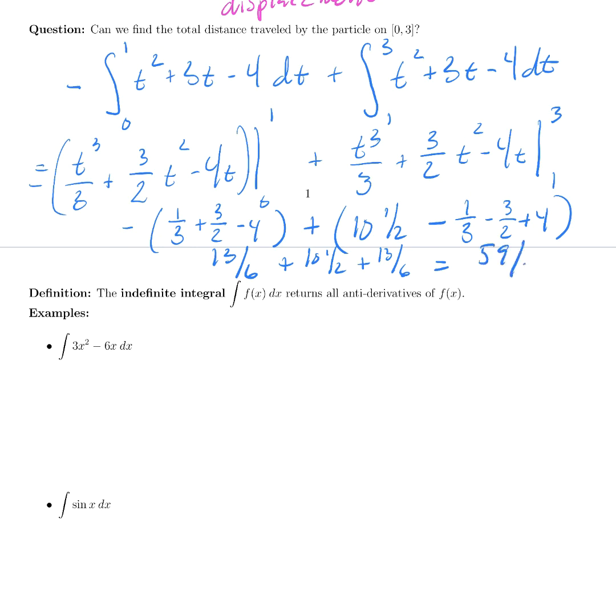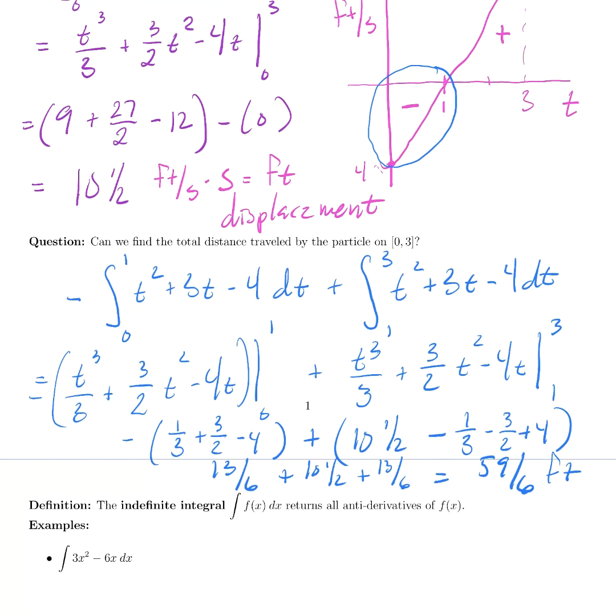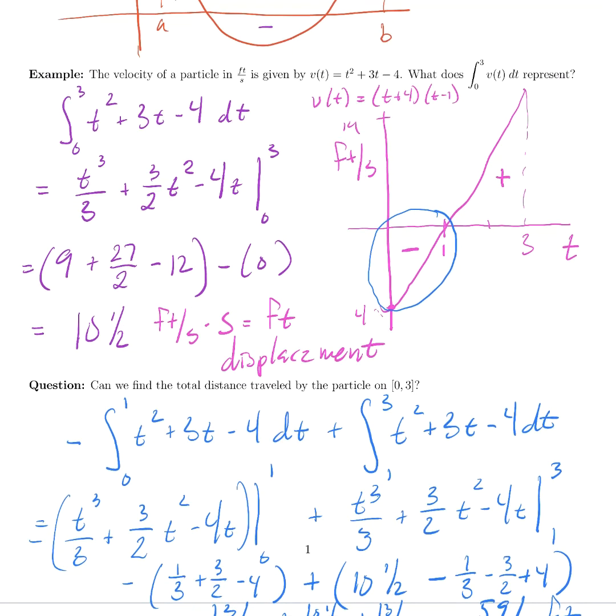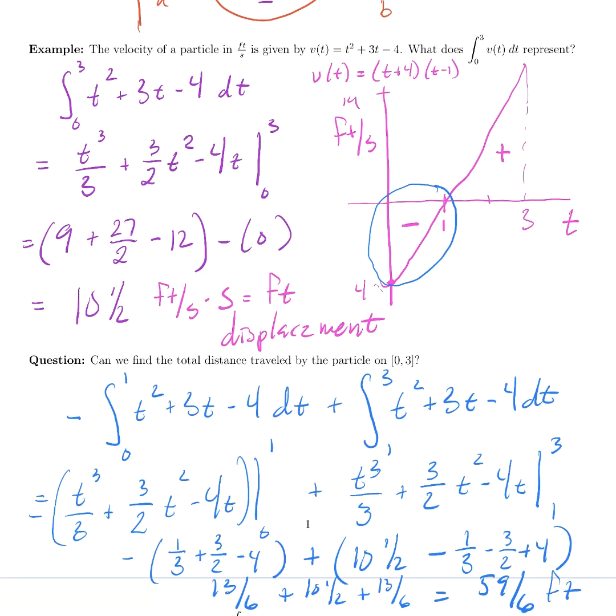So assuming my arithmetic was right there, we should get 59 over 6, and that is a quantity of feet. So the total distance traveled is, we take the distance we went backwards, we turn it into positive distance, we add to it that distance that we went forward, and we get that by looking at both pieces of this integral. So the integral of velocity is going to give you displacement if some of that area, if some of that function lives below the x-axis.